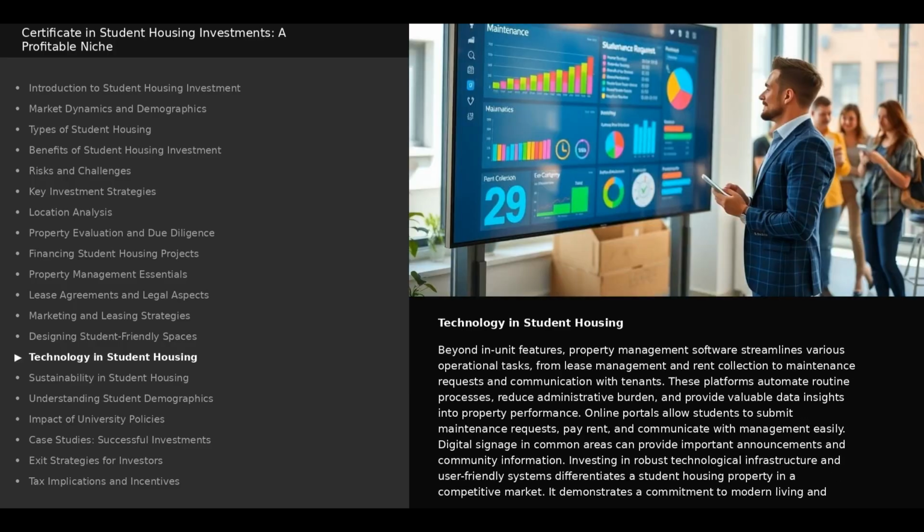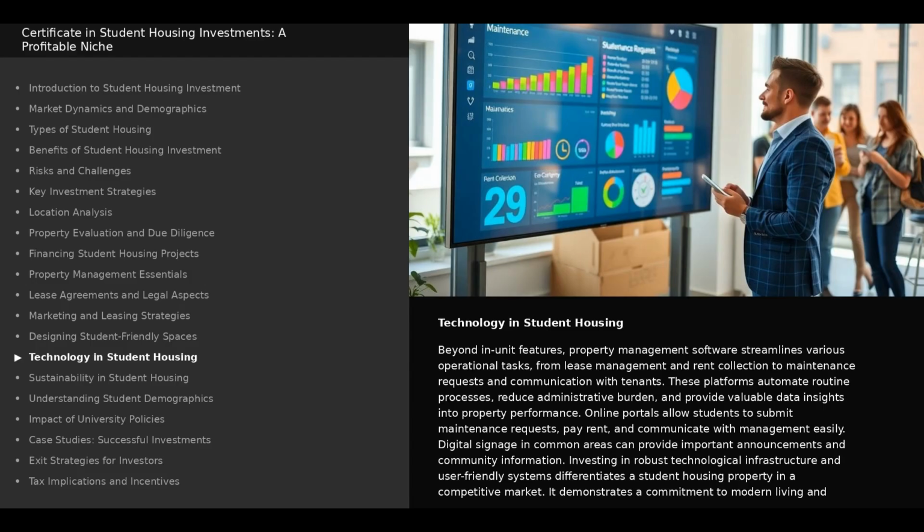Beyond in-unit features, property management software streamlines various operational tasks, from lease management and rent collection to maintenance requests and communication with tenants. These platforms automate routine processes, reduce administrative burden, and provide valuable data insights into property performance. Online portals allow students to submit maintenance requests, pay rent, and communicate with management easily. Digital signage in common areas can provide important announcements and community information.